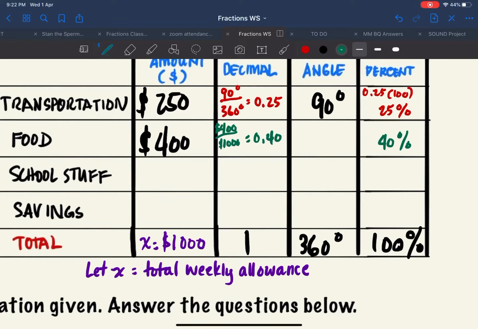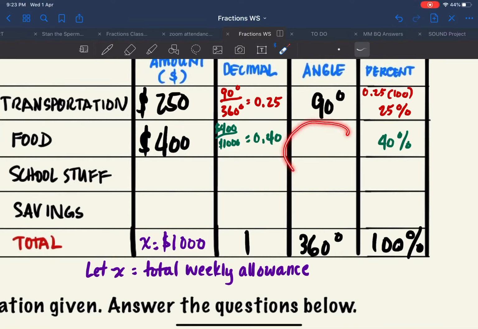So you notice, it doesn't matter where you get the decimal. See, this one I got the decimal by dividing the angle measure by the total angles, the total measure, okay? And then for this one, since I do not have anything to divide here, I use the amount divided by the total amount. 400 divided by 1,000, which gave us 40%.